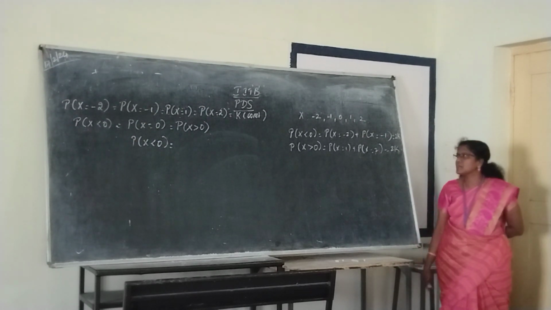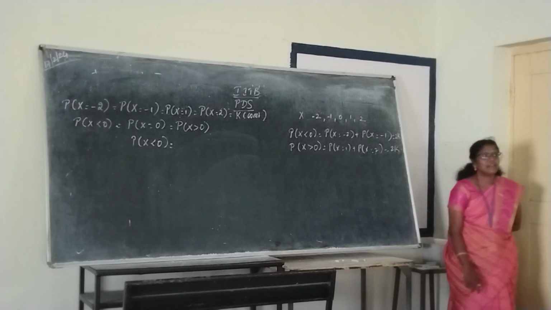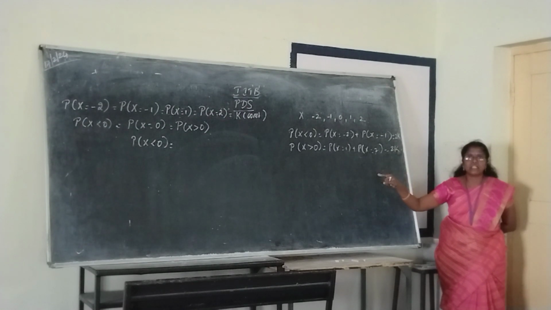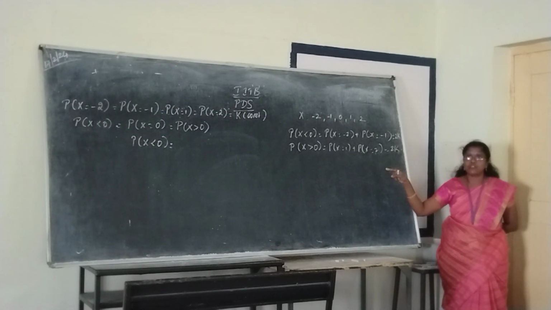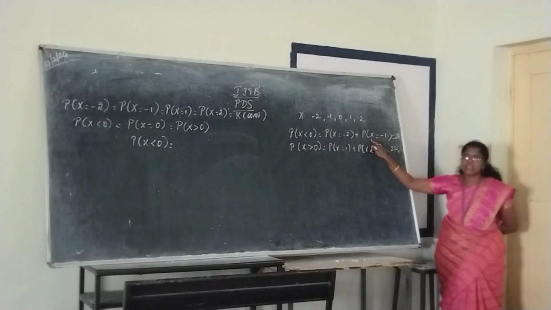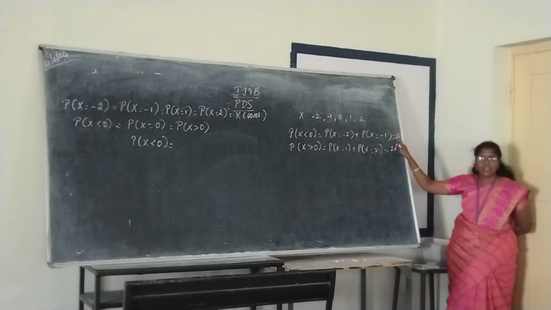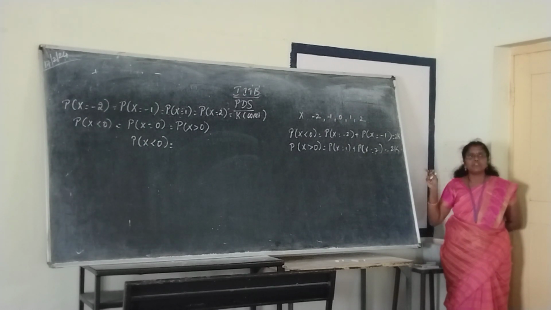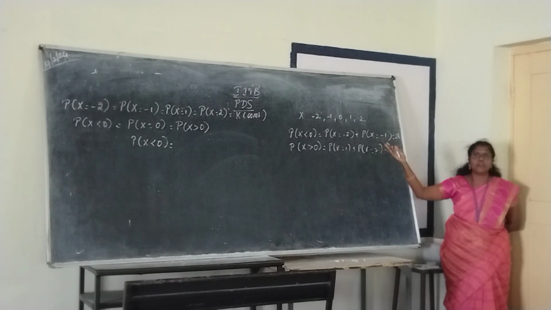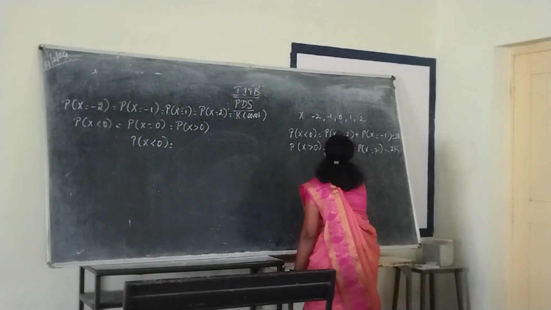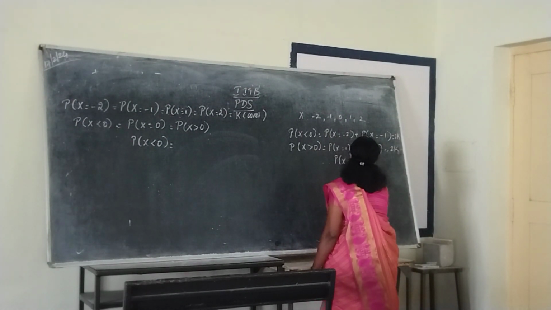K. Why k? What is the second condition taken? X less than 0 is equal to X equal to 0, which is equal to X greater than 0. All three are given to be equal. What is the answer for X less than 0? 2k. X greater than 0? 2k. So what do we get for X equal to 0? 2k, because according to our second condition, that is also equal. So therefore, probability of X equal to 0 is equal to 2k.